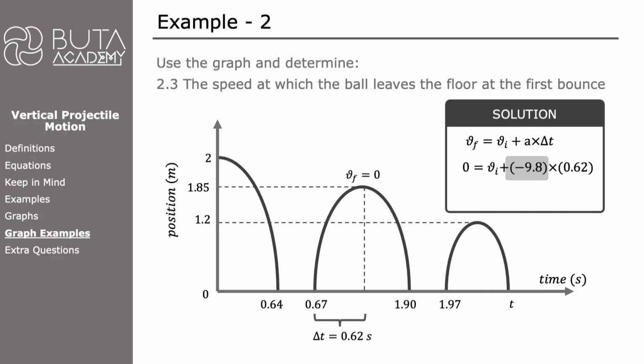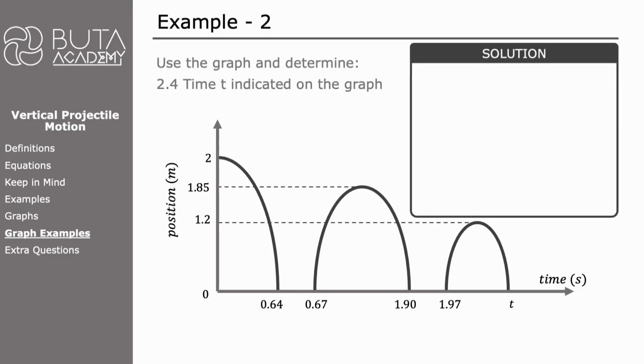The time it takes to reach the maximum height is 0.62 seconds. The velocity at which the ball leaves the floor after the first bounce is 6.08 meters per second. In the last section of the question, we are required to calculate the time t indicated on the graph. But not much information is given about this last section of the motion. Still, by looking closely, we can pick up some pieces of information that can help us solve the question.